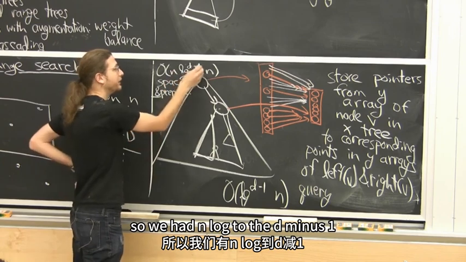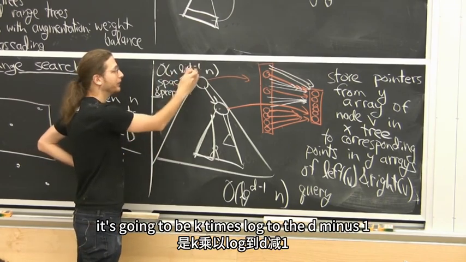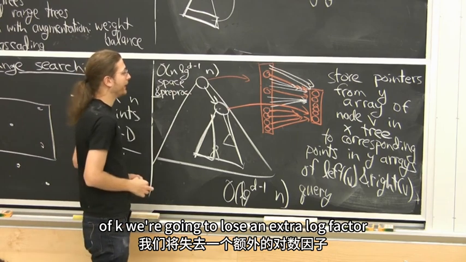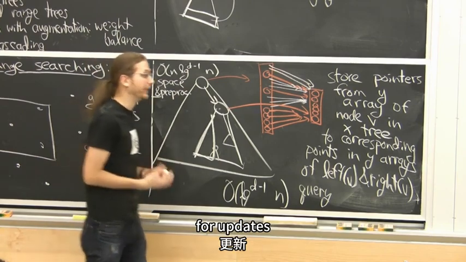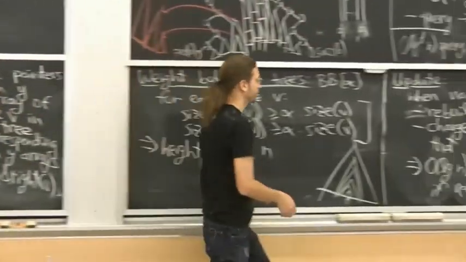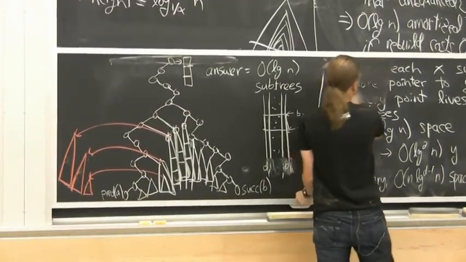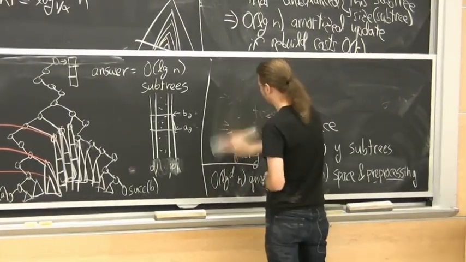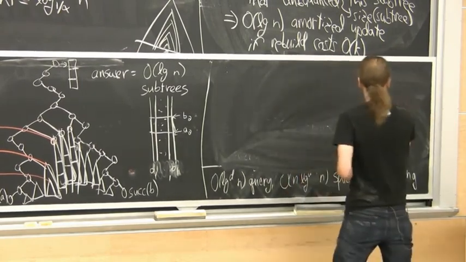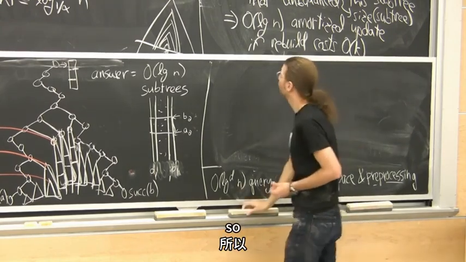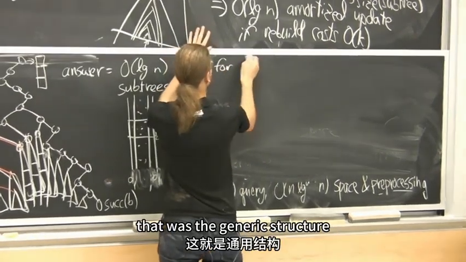So we had n log to the d minus 1 n time to build the structure. So for a structure of size k, it's going to be k times log to the d minus 1 of k. We're going to lose an extra log factor. So this d minus 1 is going to turn into a d minus 2 for updates. So that was the generic structure.